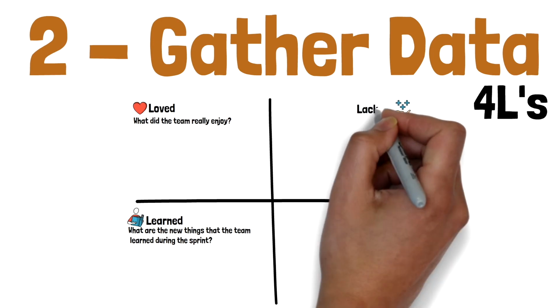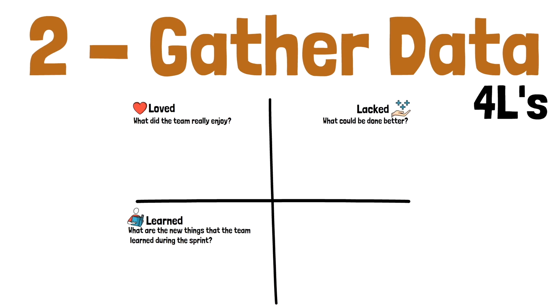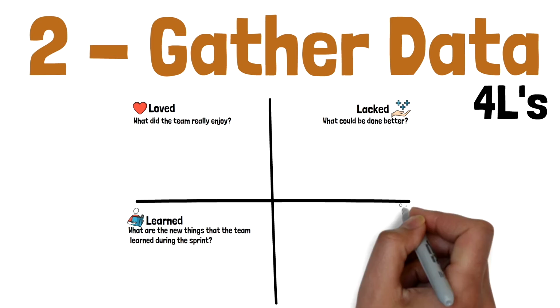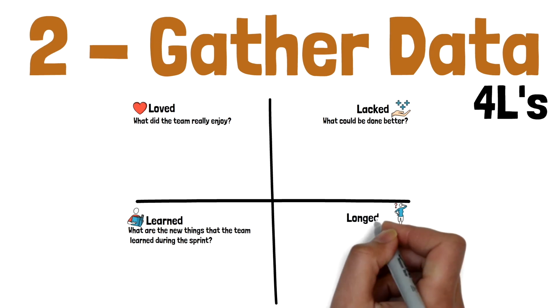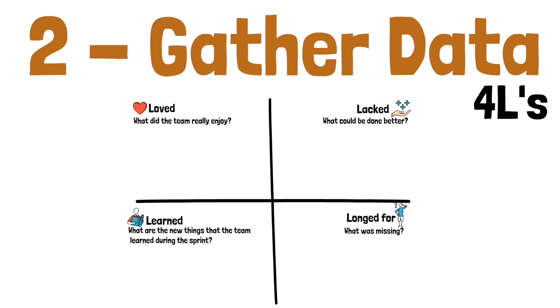Next is what I lacked, and here we talk about things you have seen the team doing, but consider that could be done better. And finally, what I longed for, and this is where we can highlight the things that the team desired to have during the iteration and that were not available. And again, these can be technical, like for instance the need for a continuous integration server, or non-technical, like the desire for more face-to-face with the product owner.